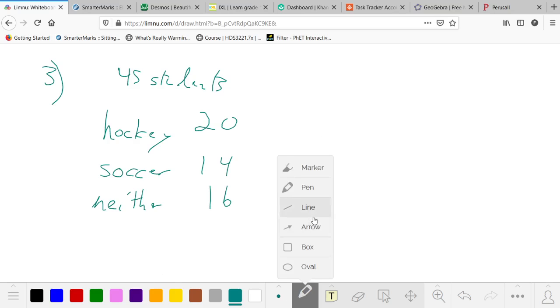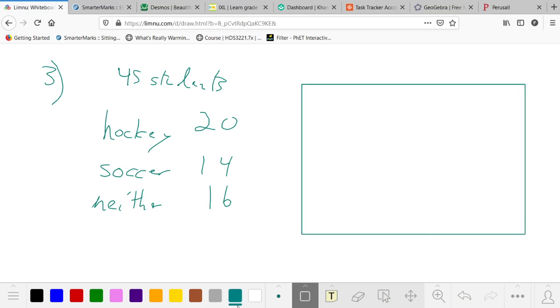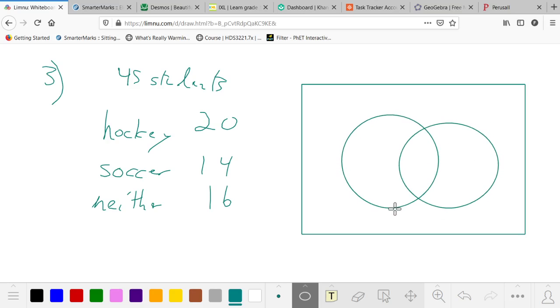So if we were to turn this into a Venn diagram, which is actually part C, I'm going to skip ahead to that because the Venn diagram will help us solve parts A and B. So that's our hockey circle, that's our soccer circle. So we have 16 in our universal set.